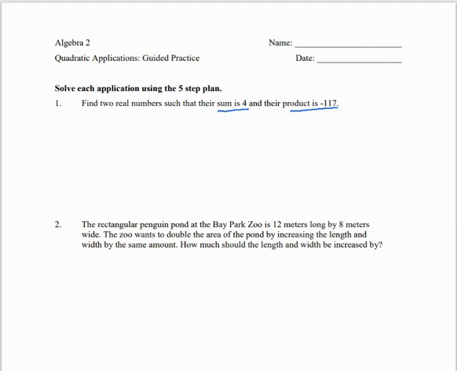To define my variables, I know that my first integer is one thing I'm looking for, and I'm going to call that x. My second integer is going to be, the sum is 4, so that'll be 4 minus x. Now that I have those 2 defined variables, I can now write my equation.